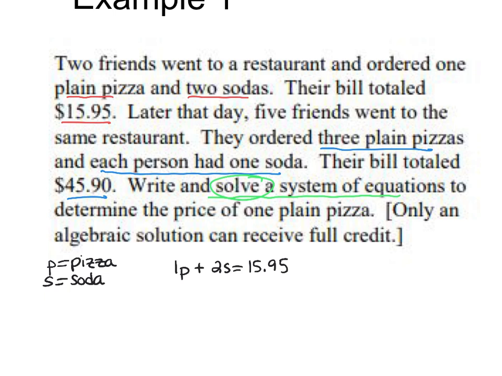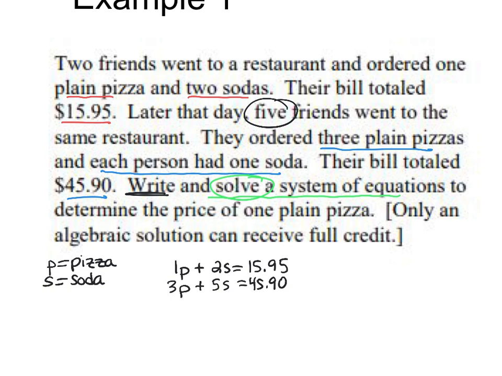Later that day, keep in mind it's 5 friends. They went to the same restaurant. They ordered 3 plain pizzas, so 3 pizzas, and each person had a soda. So if each person had a soda, it would be 5 sodas. So a little bit of thinking. And it says their bill was $45.90. So that's step 1. It says write a system of equations. I did that. And now it says determine the price, so you have to solve it.